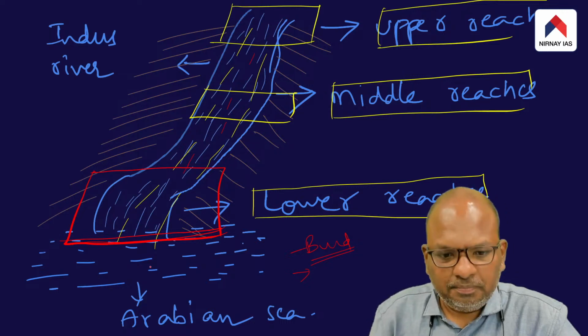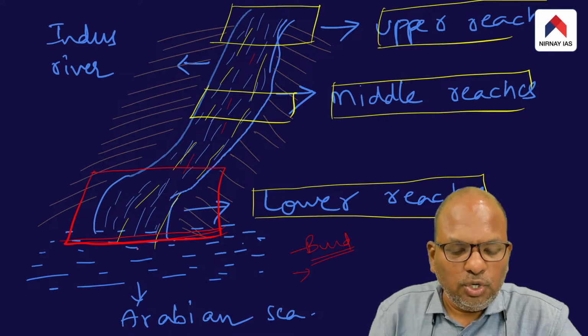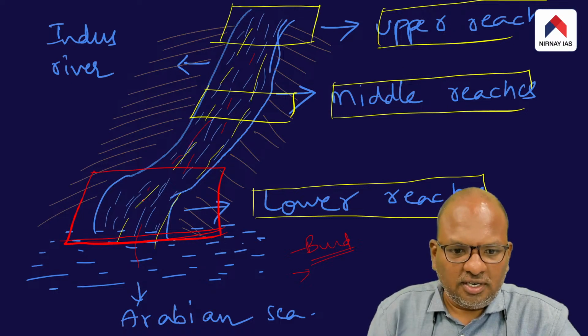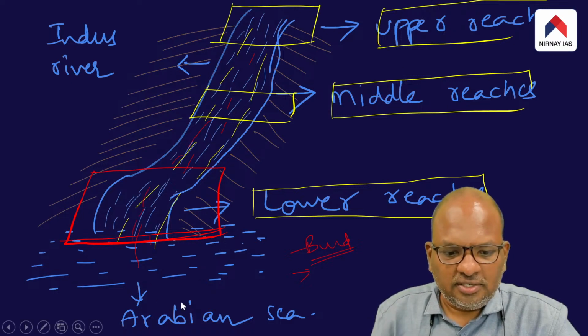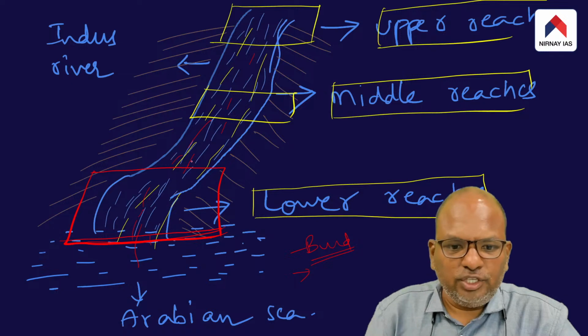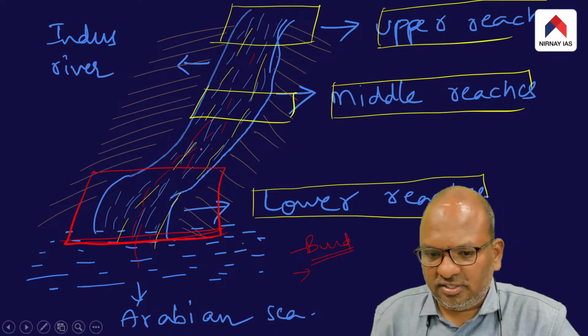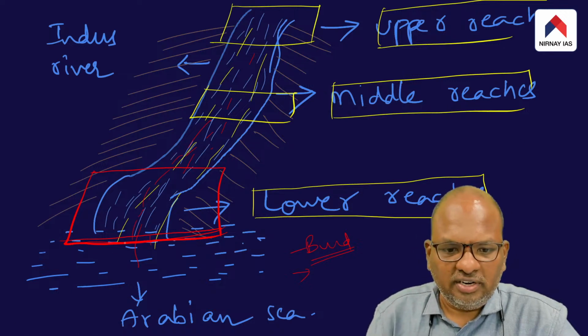Because of this bund-like structure in the lower Indus, Riggs argued that the river waters began to pile up. Basically, the river was not able to discharge itself into the sea, and gradually the level of water all along the course of the river began to increase. So basically, this is the course of the river.